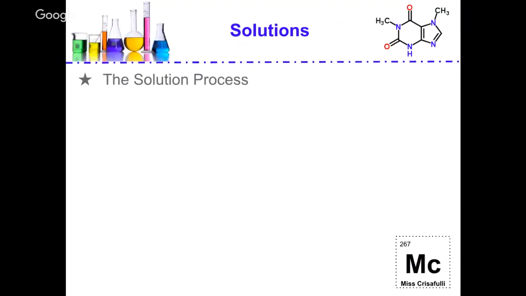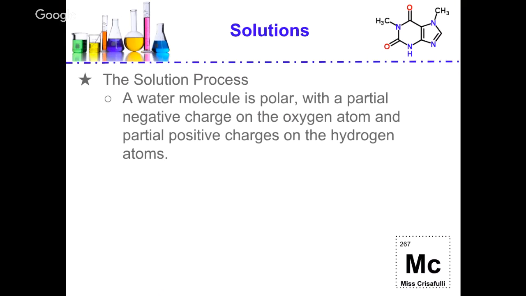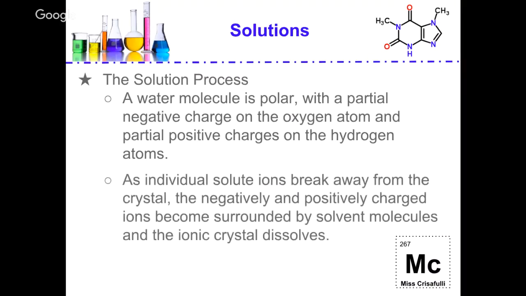Let's talk about the solution process. A water molecule is polar with a partial negative charge on the oxygen and a partial positive charge on the hydrogen. As individual solute ions break apart from the crystal, the negatively and positively charged ions become surrounded by solvent molecules, and the ionic crystal will then dissolve.